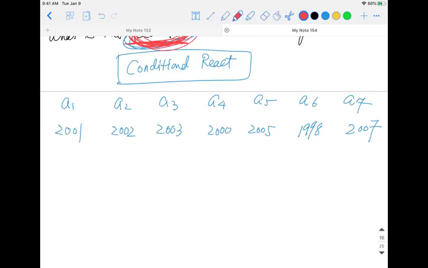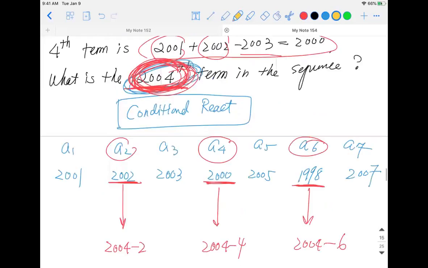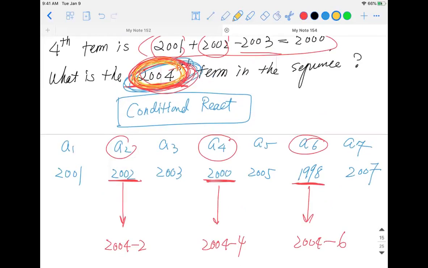2002, even. 2000, A4. 1998, A6. I think for now you already get some pattern, right? This is what? 2004 minus 2. This is what? 2004 minus 4. 2004 minus 6. Everything is connected with this 2004, right? Which means we're in the right direction.